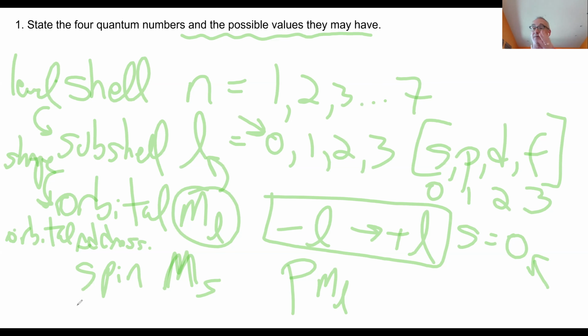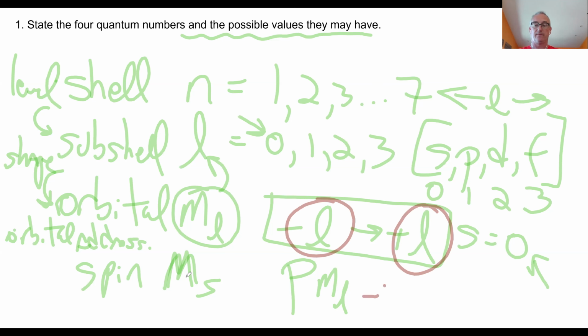So -1, 0, and 1. Right, because we isolate the value of L. These are our L values for the different subshells, and it's either 0, 1, 2, or 3. The value for P, since it's the second one, is 1. We start at 0 and then go to 1. Then m sub L, which is the orbital inside that subshell, goes from minus L to plus L, all of the integer values in between. Since L is 1, we start at minus 1, then 0, then plus 1. Those are 3 different orbitals, and their addresses are minus 1, 0, and plus 1.